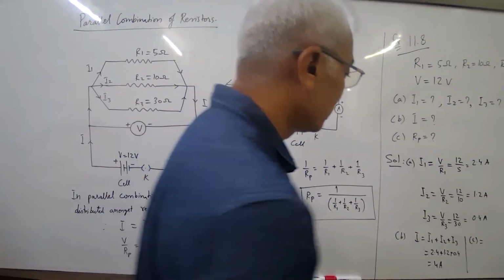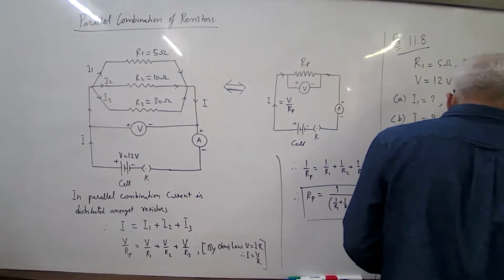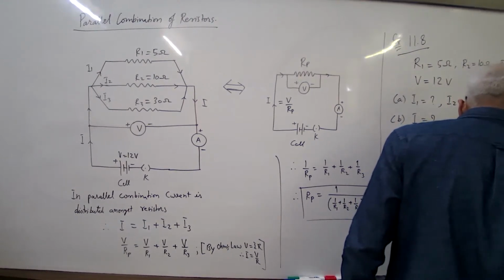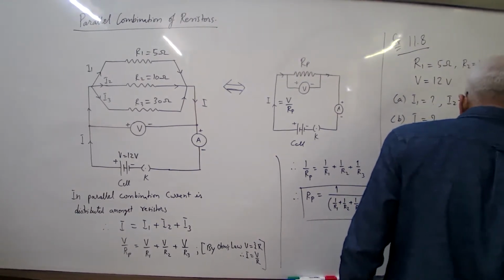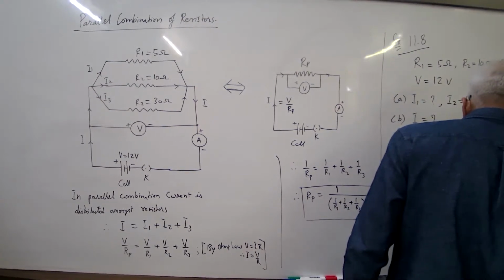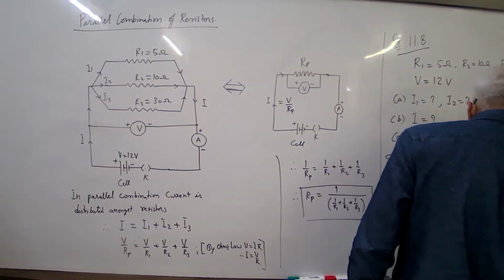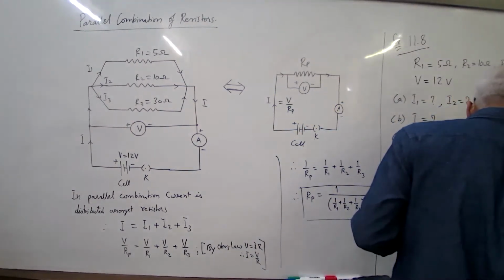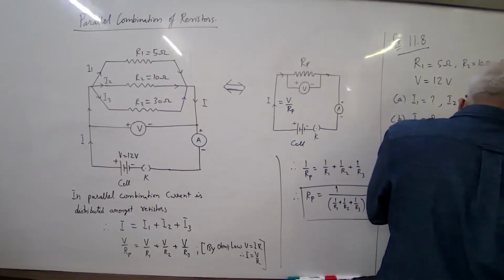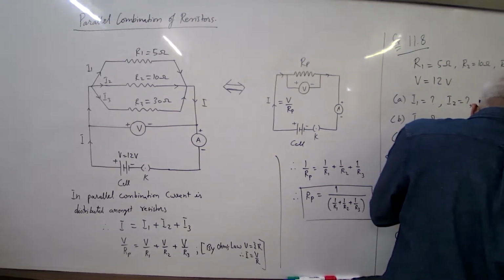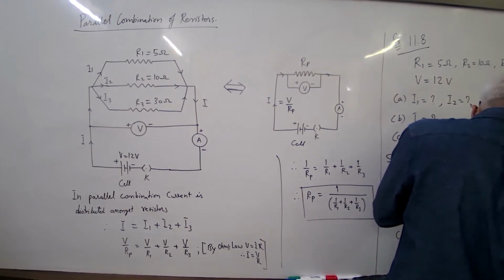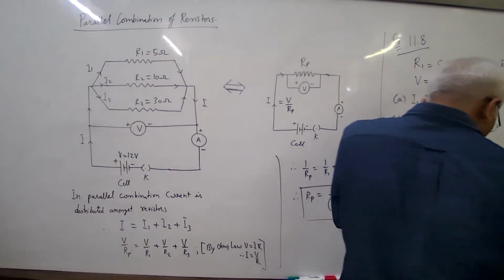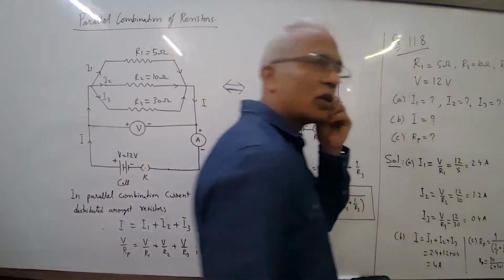So how will you find RP? 1 upon RP is 1 upon R1 plus 1 upon R2 plus 1 upon R3. So 1 upon RP is 1 by 5 plus 1 by 10 plus 1 by 30. The LCM of this will be 30, which goes on top. 6, 3 plus 1, that is 10 by 30, so RP is 30 by 10, which is 3. 3 ohm. So RP is 3 ohm.